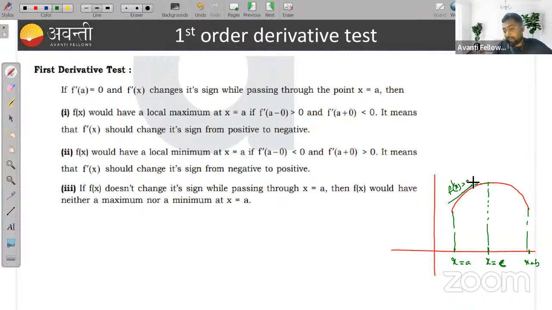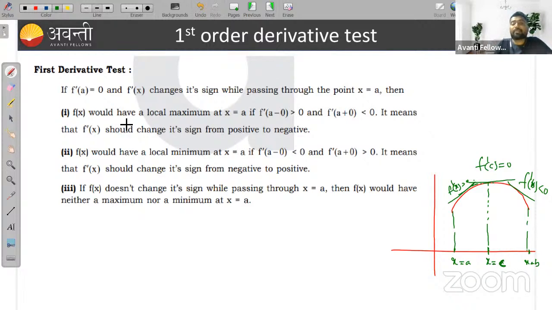But at x is equal to c, we are getting f dash of c is equal to 0. But just after point c, the function is decreasing. That means the first derivative is less than 0. That means when a local maximum occurs, just before that point the function should be increasing, and just after that point the function should be decreasing.